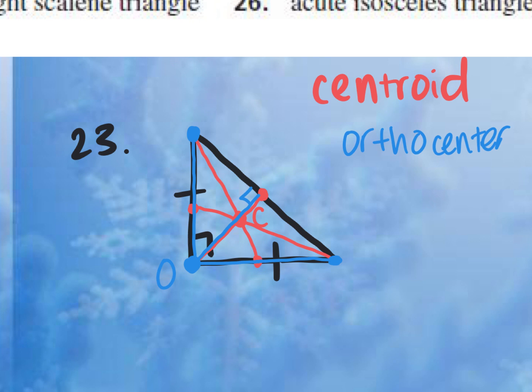So what I want us to make sure that we are clear on is the difference between the orthocenter and the centroid. We see the difference, correct? The centroid is the intersection of all the medians. The orthocenter is the intersection of all the altitudes.